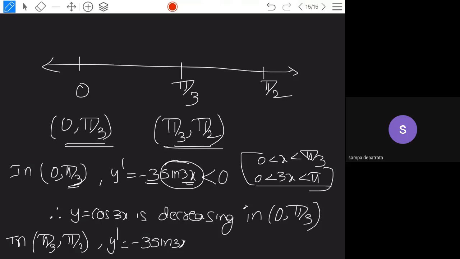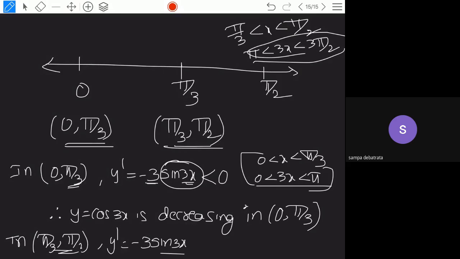So here you are going to get this is greater than 0, because the x value lies between pi by 3 less than x less than pi by 2. x is between these two, so multiply by 3: pi less than 3x less than 3 pi by 2. What is this quadrant? Can anyone say? Third quadrant. In the third quadrant, what will sin 3x be? It will be negative. But minus 3 is there, so therefore it is positive in this interval. So this implies y is increasing in the interval pi by 3 to pi by 2.